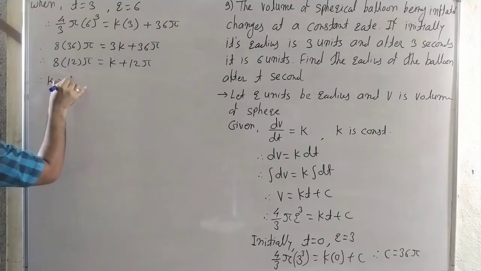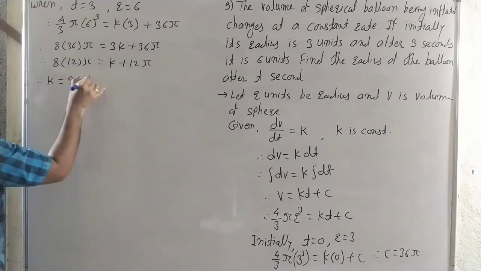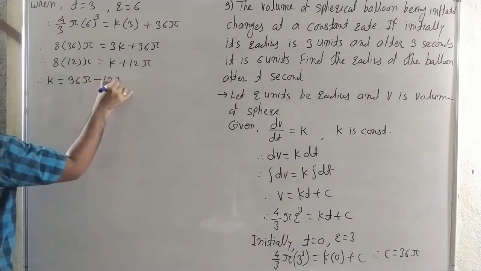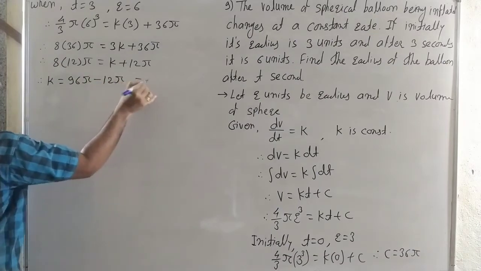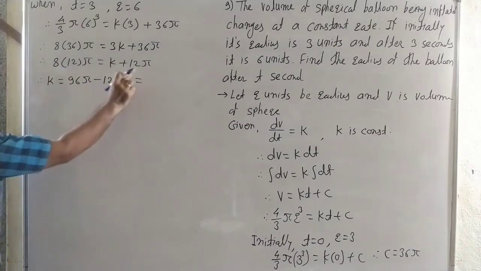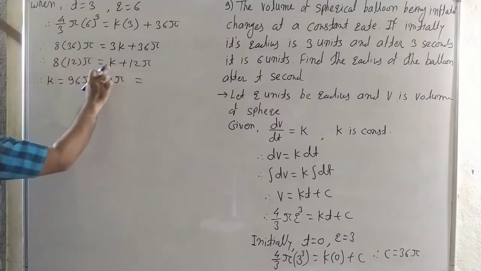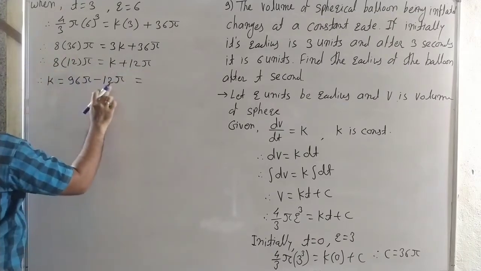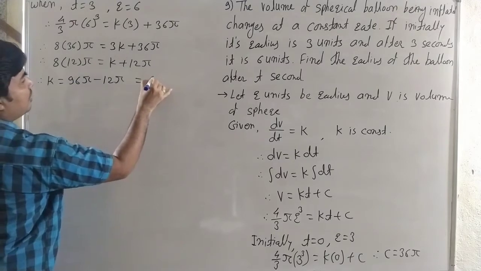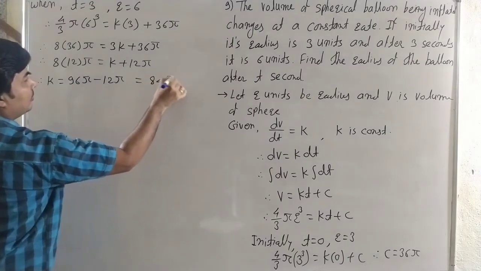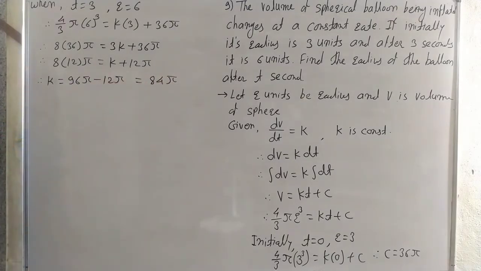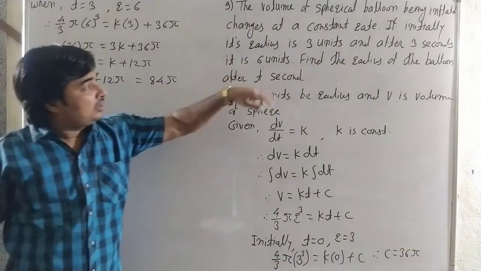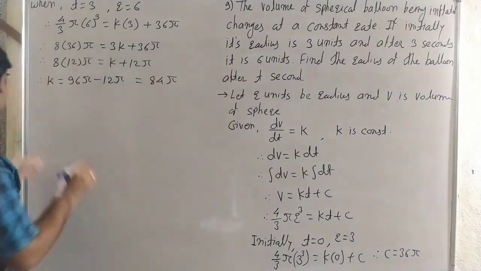8 into 12, 96 pi minus 12 pi. See carefully this. 96 pi and it is 12 pi. We can write in the minus. Therefore, k equal to 96 minus 12, it is 84 pi. Here it is the value of k, 84 pi, and now we want to find the radius at t.